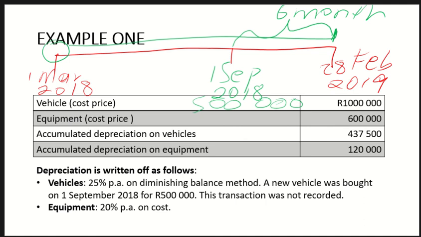And you can't depreciate it over this period here. Why can't I depreciate it over that period? Because I didn't have it. That's why I say, guys, if accounting becomes difficult, try to use your common sense. How do you depreciate something that you don't have?